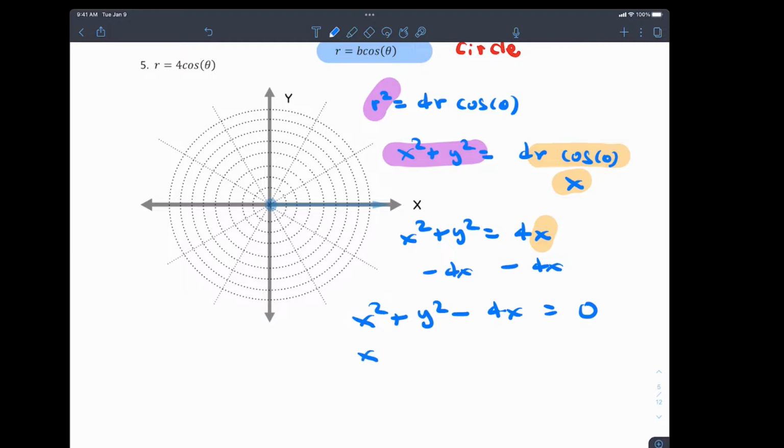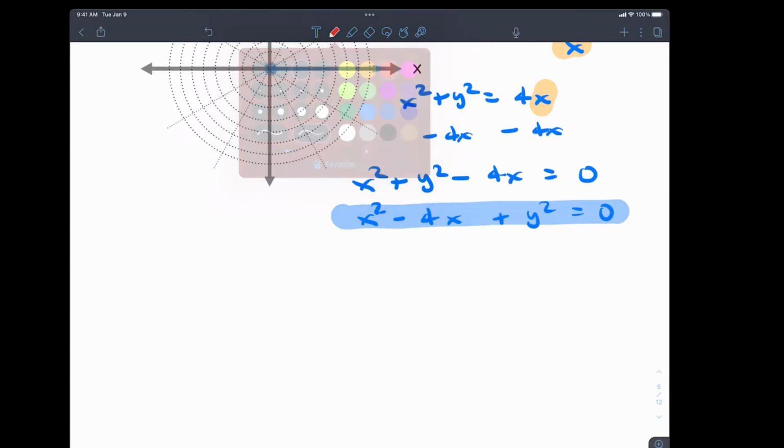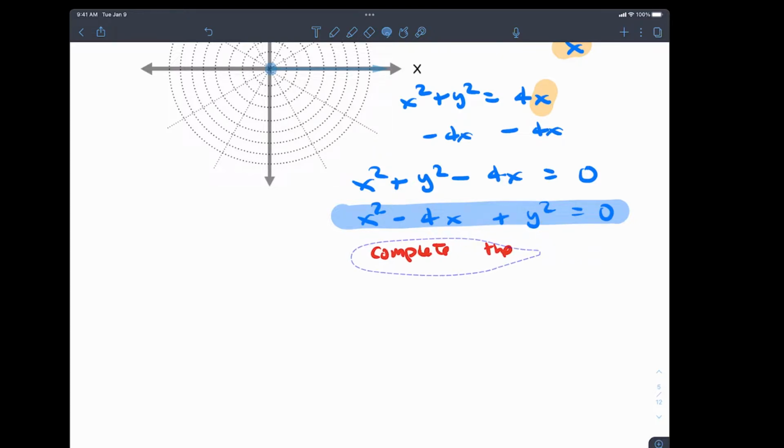I tell my intermediate algebra students, put your x's together, and then you get your y squared. Now, what do you do here, ladies and gentlemen? You're going to what? Complete the square. You're going to complete the square.